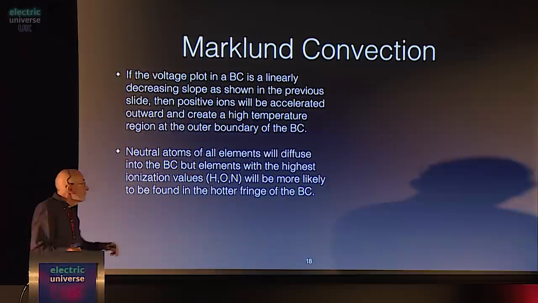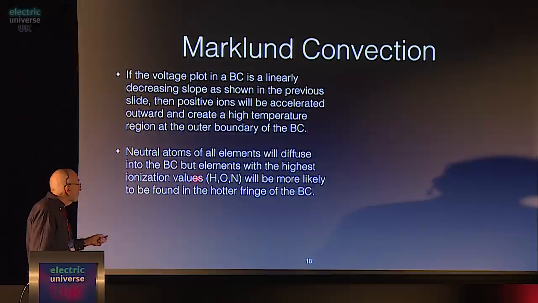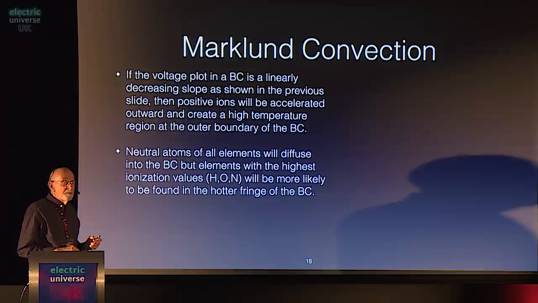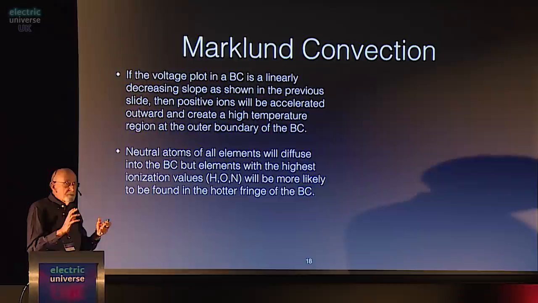But the elements with the highest ionization values, and that sort of counterintuitively, is hydrogen, oxygen, and nitrogen. You see, hydrogen, gee whiz, it only has one electron. It must be easy to knock that out, to ionize it. No, it's tough. Iron is much easier. It's 32 or 36 or whatever. What's the valence number of iron?